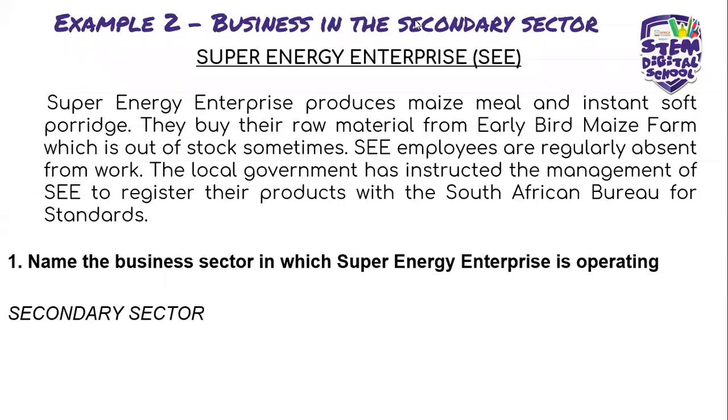The word produces should be your key indicator, boys and girls, because you were told that you are producing what? You're producing maize meal and instant soft porridge, right? So now you've got a product here. You are manufacturing these two products. Therefore, number one says: name the business sector in which the Super Energy Enterprise is operating. You would know that this will be operating under your secondary sector. Does it make sense? Right.